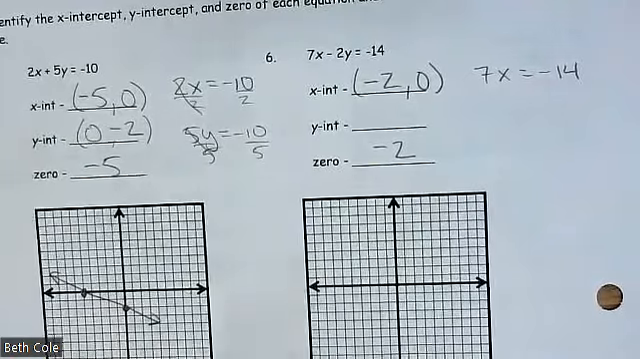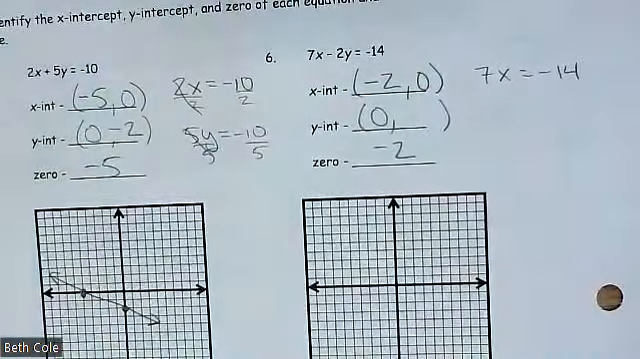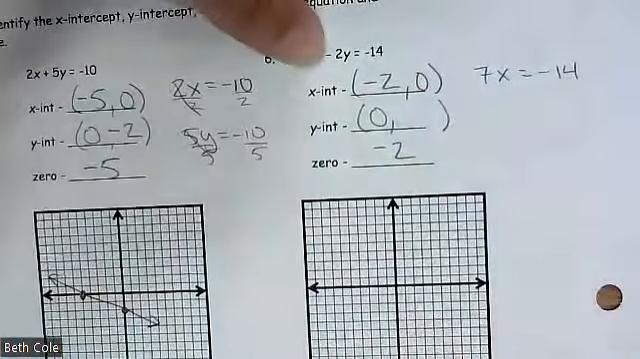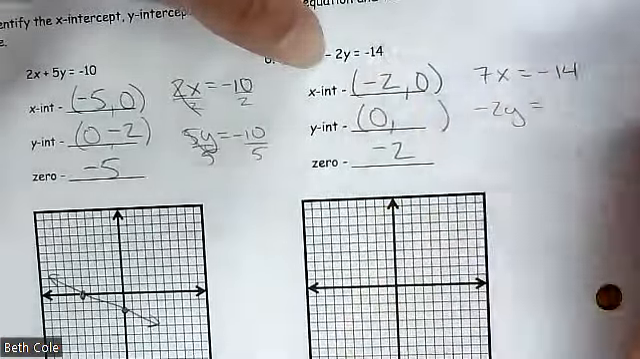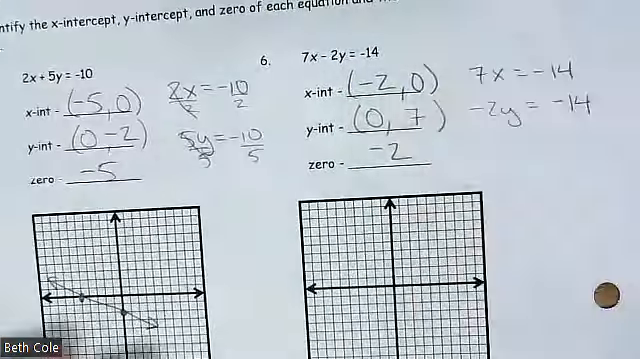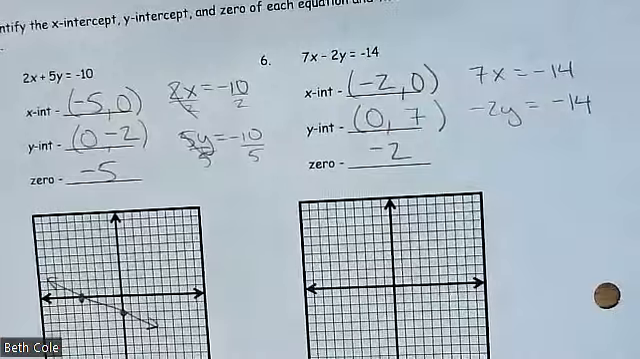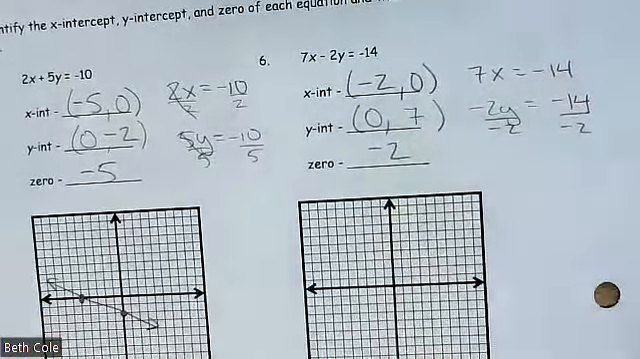You can get quick at these if you just cover them up. All right, y-intercept. You're going to plug in 0 for x. Watch. Just watch. I'm going to cover it up. You get negative 2y equals negative 14. y equals 7. Good. Why is it positive 7? Yep, negatives cancel out. All right, you're going to plot those, connect them.